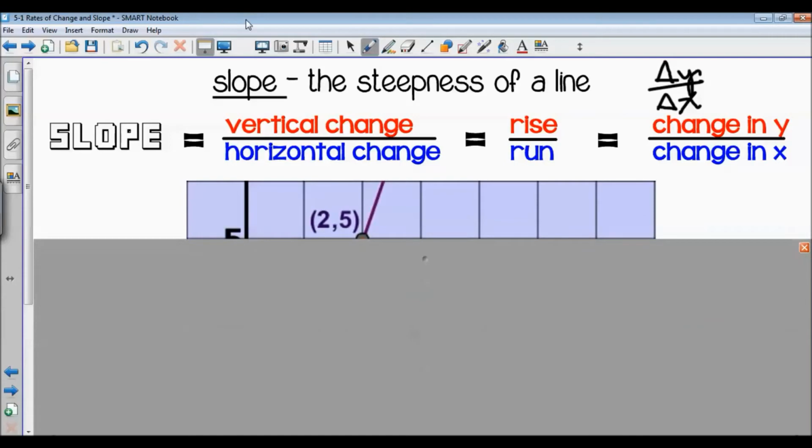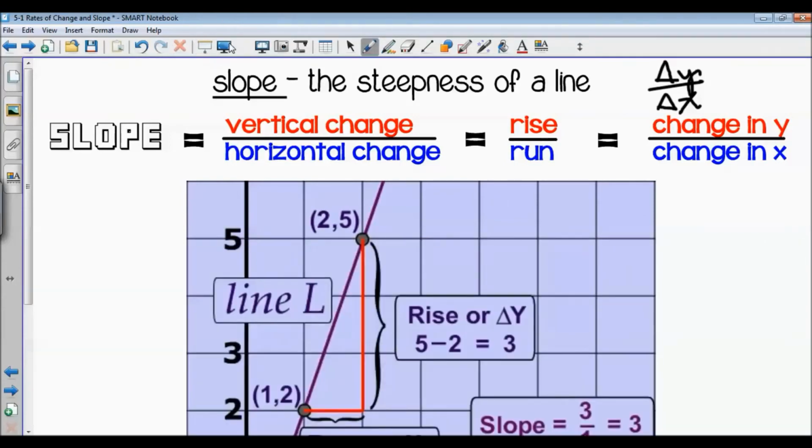Now take a look at this picture. Let's get rid of that screen shade and make this bigger.